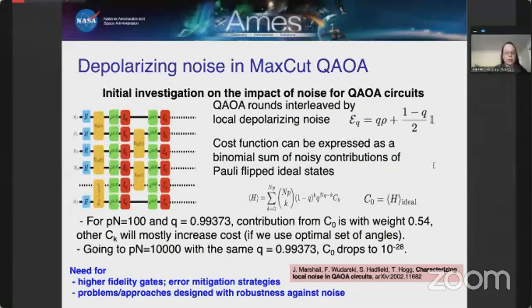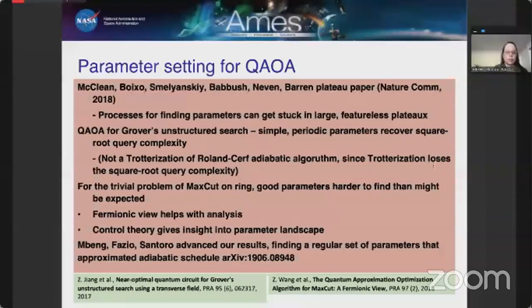And again, it's not just for QAOA, it's also for quantum annealing because of the close tie between annealing schedules and QAOA parameter setting. So take a look at that. Further on parameter setting, there's discouraging results from the Barren Plateau paper. There's more promising results from the QAOA Grover's unstructured search, as I mentioned.